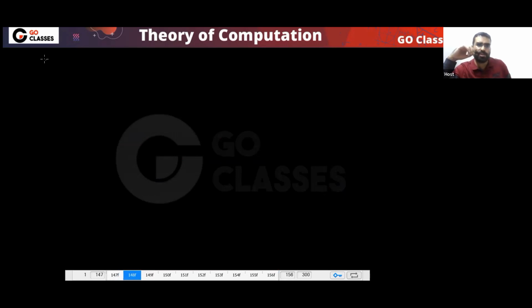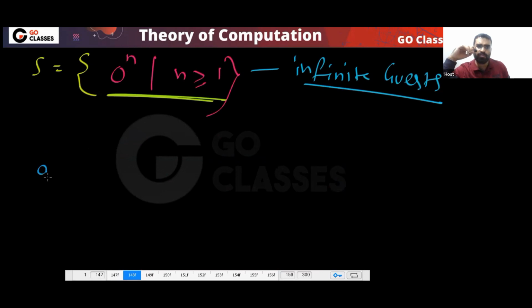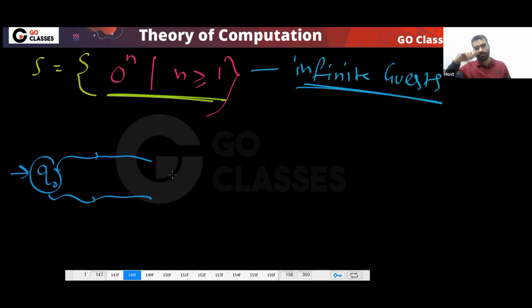Yes, I can take this set also. Okay, I can simply take this set. Yes or no? This set is also an infinite set, an infinite guest. Will this set create any problem? Again, the same thing. At least two of them from the initial state will go to the same state, because this is an infinite guest.